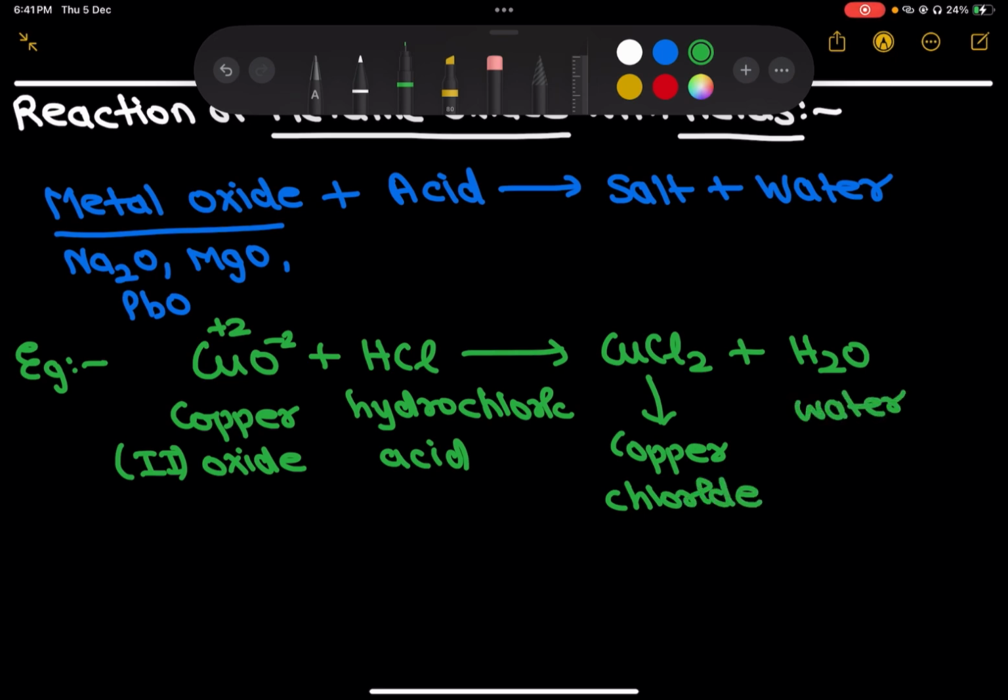So copper chloride is basically a salt. And this salt is bluish green in color. So that is how we can determine that CuCl2 has been formed. Correct? So a bluish green precipitate is formed here. So hence in this way, CuO reacts with HCl to give CuCl2 plus H2O. Okay, we'll see one more example.